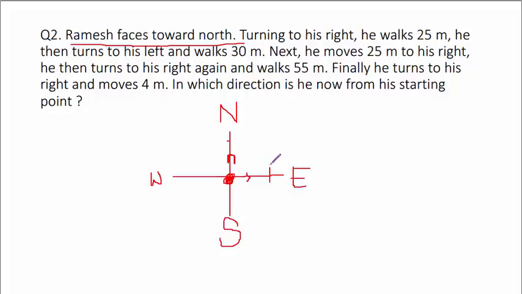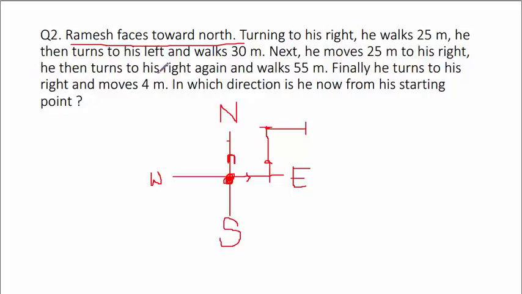So this will be his left direction, towards north. Suppose this is 30 meters. So this will be his final point. Now next he moves 25 meters to his right. From this point he is facing north again, so his right will be the east direction. So he moves 25 meters to his right. This will again be his final point, and this distance will be 25 meters.